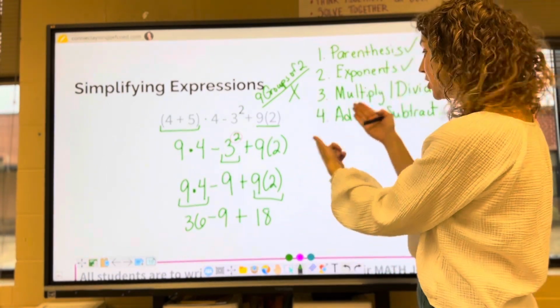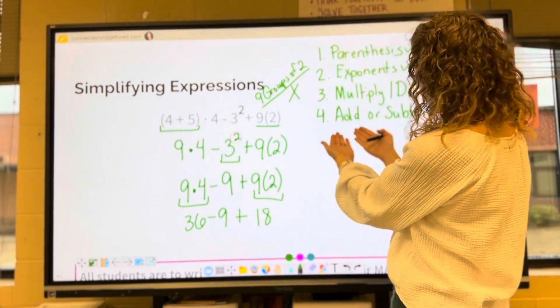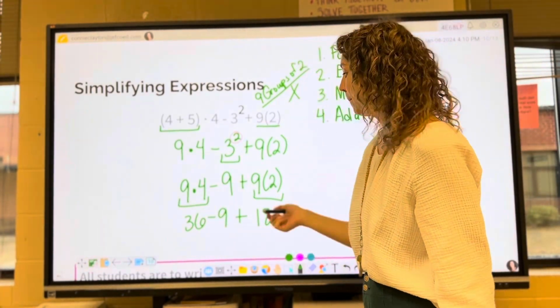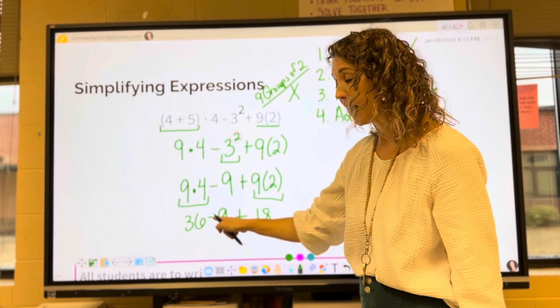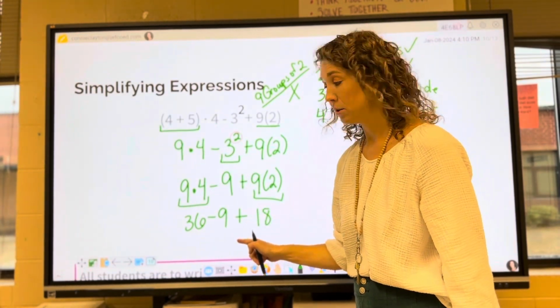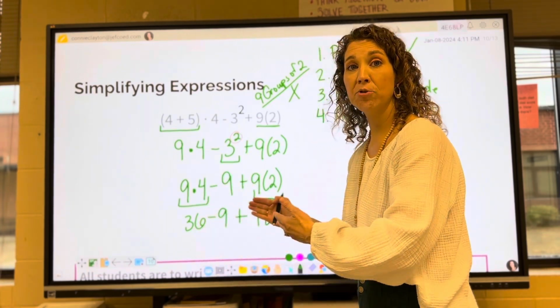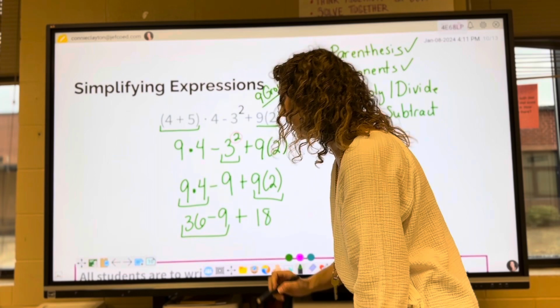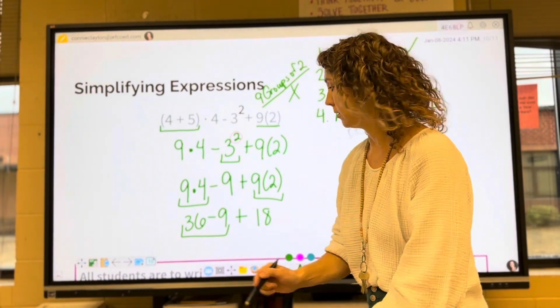Now that leads us to the very last step. Add or subtract. All you have left is add or subtract. We've got both though. We've got a subtraction problem and an addition problem. What do we do first? Go from left to right. We're going to subtract first. If you add first, you're going to get the wrong answer. You've got to subtract first.